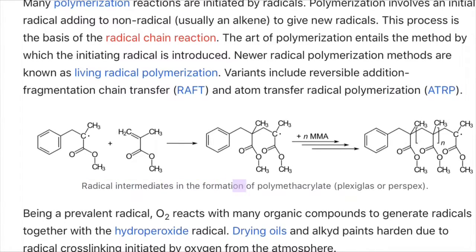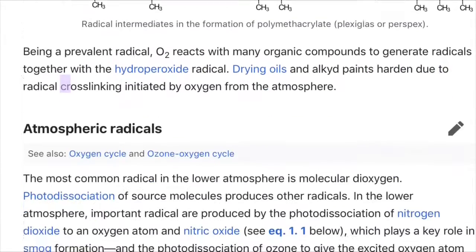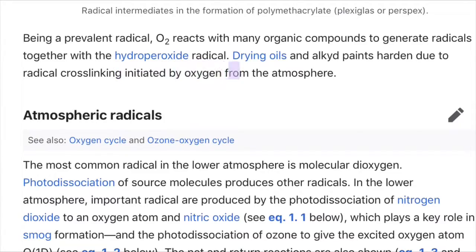Radical intermediates in the formation of polymethacrylate, Plexiglas or Perspex. Being a prevalent radical, O2 reacts with many organic compounds to generate radicals together with the hydroperoxide radical. Drying oils and alkyd paints harden due to radical cross-linking initiated by oxygen.